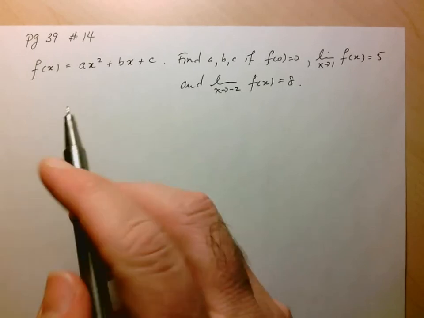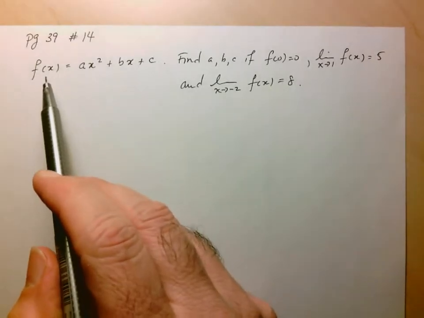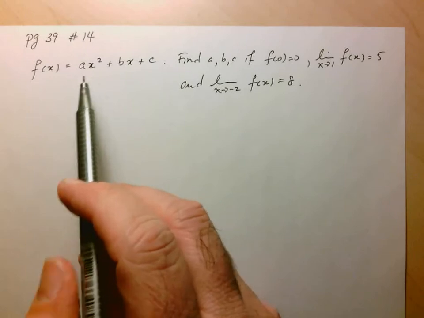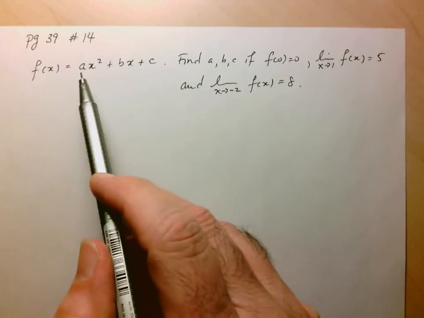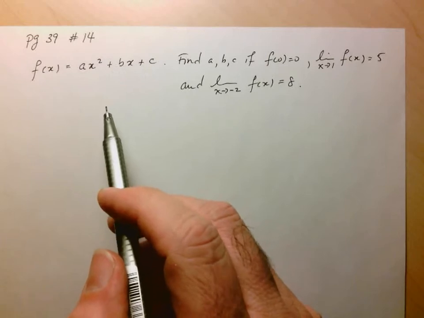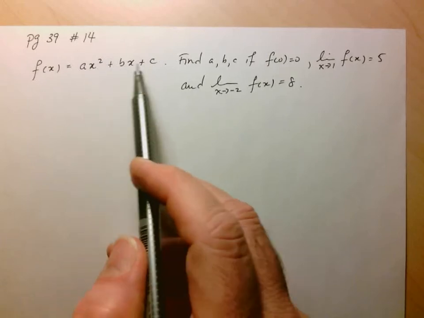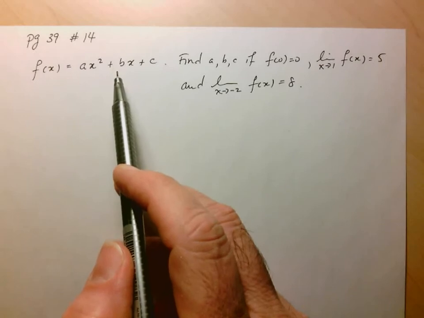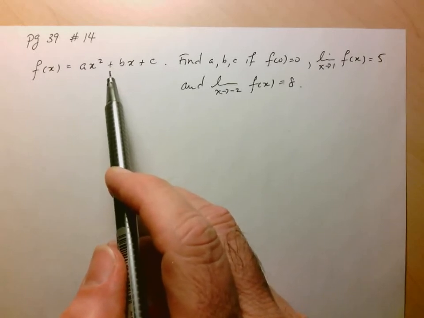So what they give us here is the equation of a general quadratic function. Okay, and they want us to find values for a, b, and c that satisfy these three conditions. Now first of all, notice that you've got three unknowns that you're looking for, a, b, and c. So it makes sense that they have to give us three pieces of information.